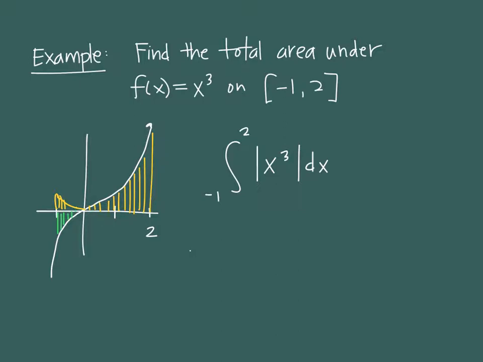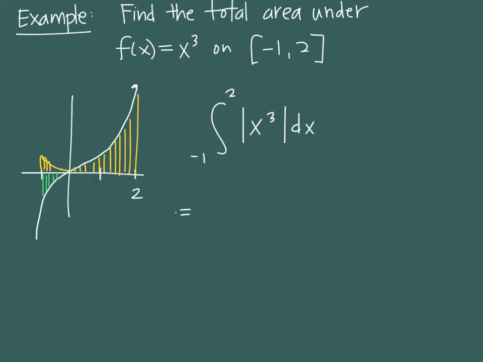Now you can do this in a couple different ways. I can separate this function from -1 to 0 of x cubed dx. But I know that if I go from -1 to 0, I will get a negative answer, because -1 to 0 is beneath the x-axis. So what could I do, using the properties from yesterday, to make sure that that turns out to be positive?